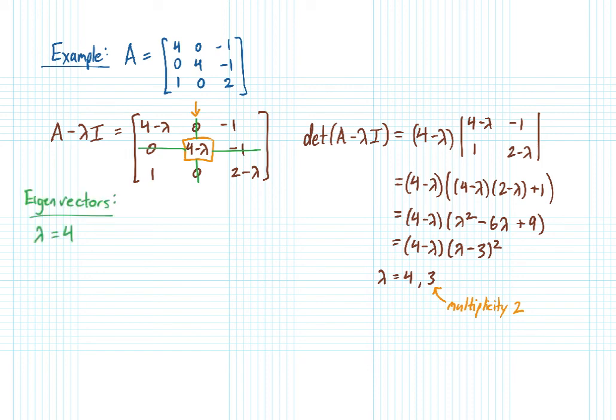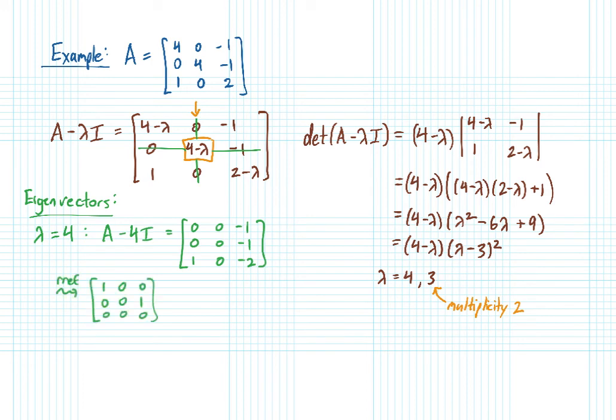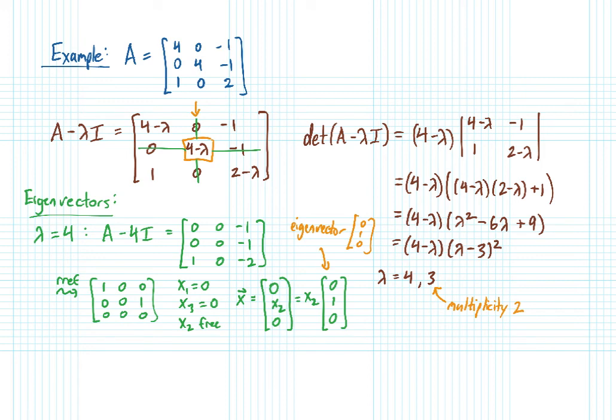And again, the general idea is the same, but the computations are a little more sophisticated because it's a 3x3 matrix. So for lambda equals 4, we would look at A minus 4I, and here it is. And when we put that into reduced echelon form, this is what we get. And so the equations that come from this are x1 equals 0, x3 equals 0, and x2 is free because there's no pivot in that second column. And so as a vector, the solution is that x is 0, x2, 0, and you can pull that x2 out, and you get a basis vector, 0, 1, 0. And so that's your eigenvector, 0, 1, 0.